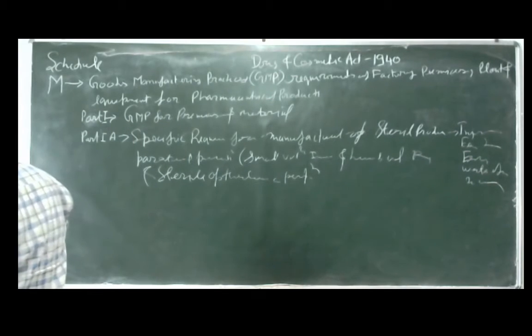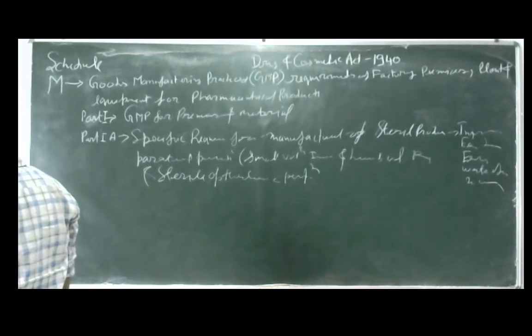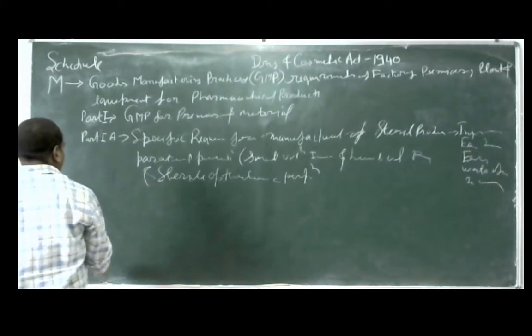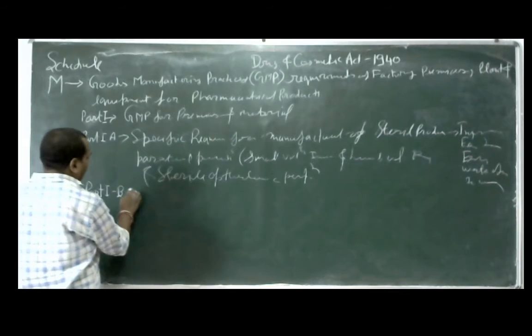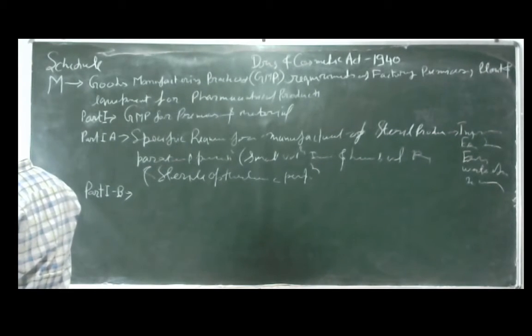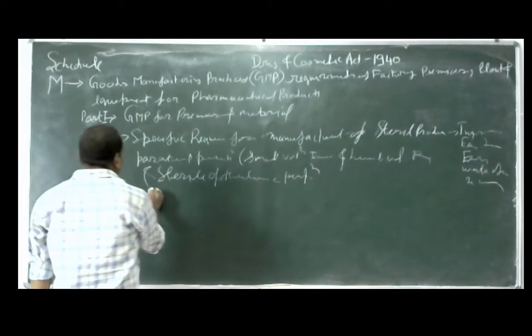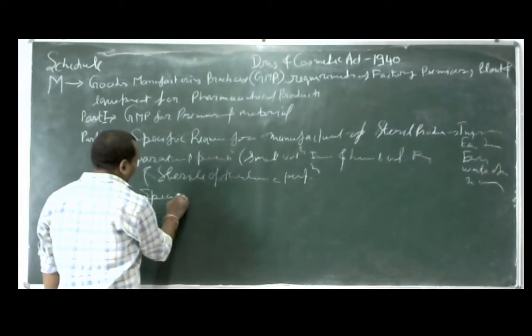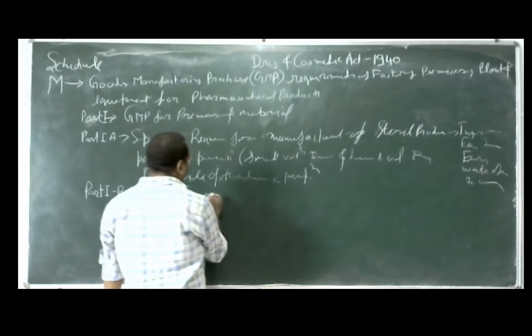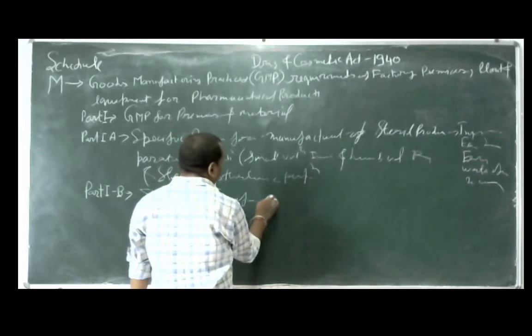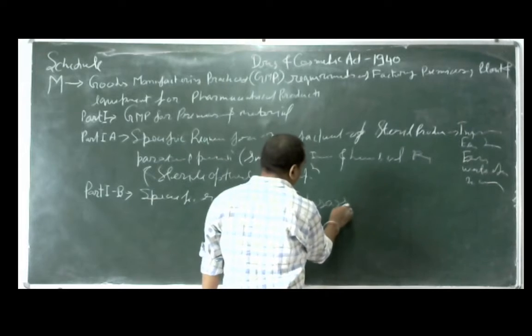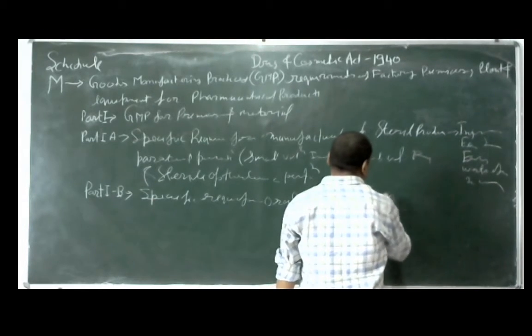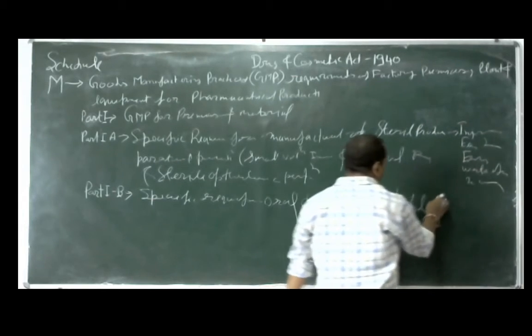Next one is Part 1B. It denotes specific requirements for manufacture of oral solid dosage forms. These are tablets and capsules.